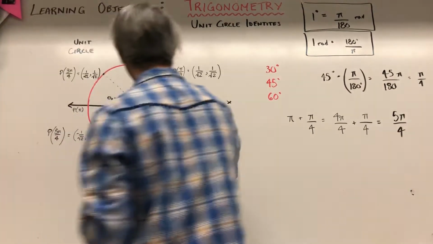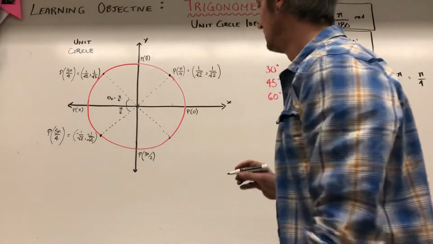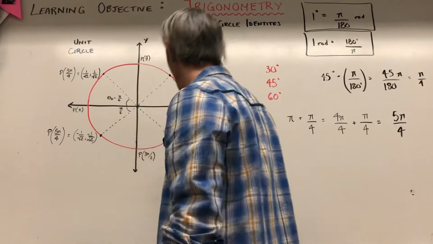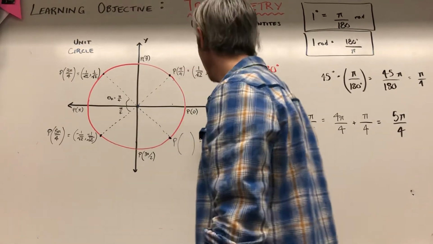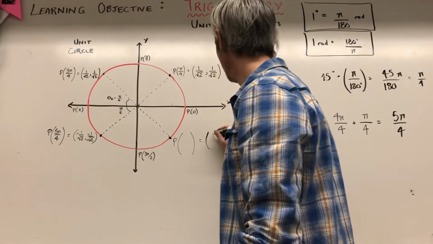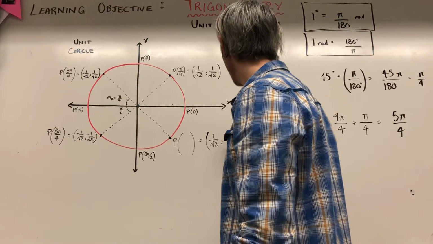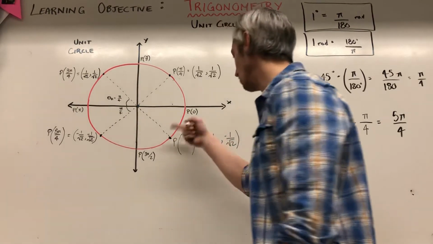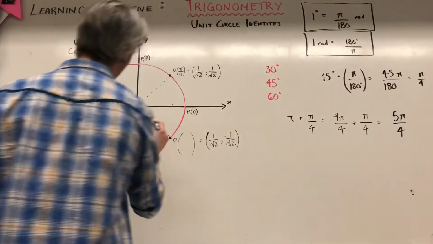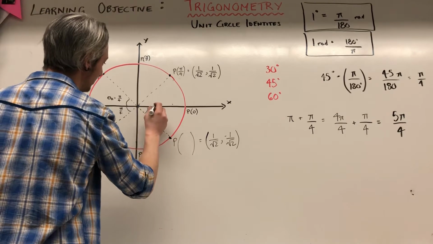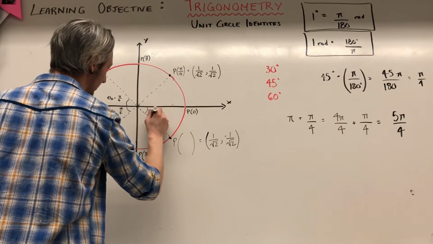And then again here, I'm going to have a point, an angle, and it's going to have coordinates positive 1 over root 2 for x, and negative 1 over root 2 for y, because now we're in the negative y coordinate quadrant. And this point, again, my reference angle here is going to be pi over 4, or 45 degrees.